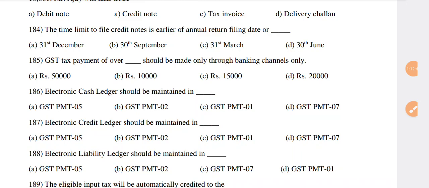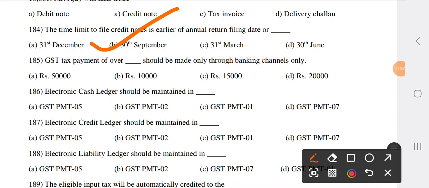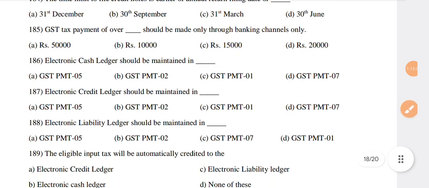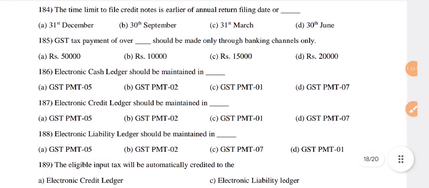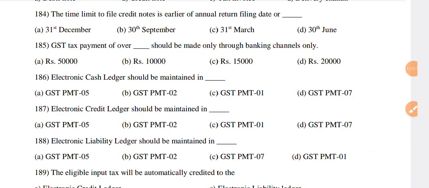Next question. A time limit to file credit notes is earlier of annual return filing date or dash. Option A, 31st December; B, 30th September; C, 31st March; and D, 30th June. The correct option is B. Next question. GST tax payment of over dash should be made only through banking channels. Option A, rupees 50,000; B, rupees 10,000; C, 15,000; and D, 20,000. The correct option is B.